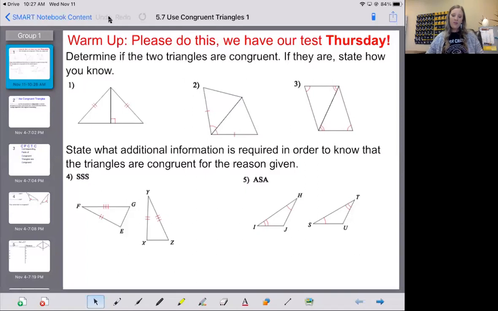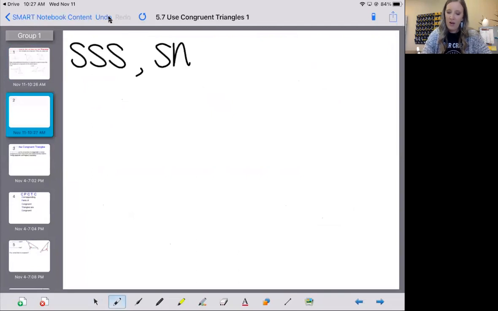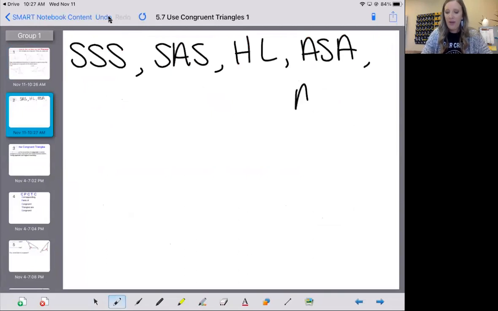All right, so we're going to get started using the theorems from the last few sections, which remember, let's go ahead and list those off actually. We had side, side, side, side, angle, side, hypotenuse, leg, angle, side, angle, and then angle, angle, side. By the way, these 5 shortcuts are going to be on your test. I will ask you to list all of them. So make sure that you are working on memorizing those.